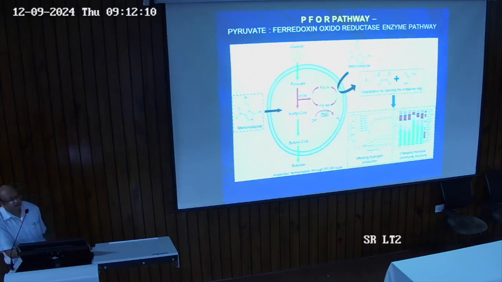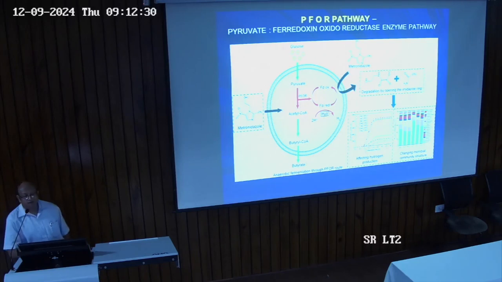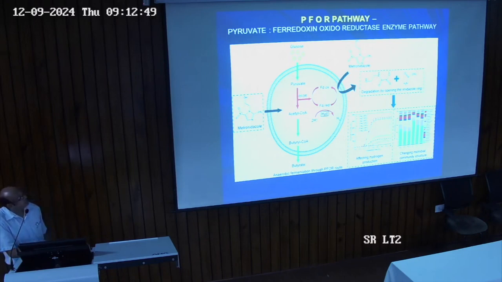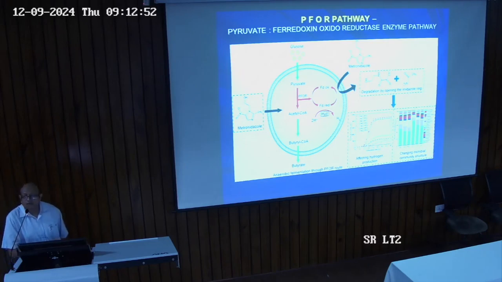You have a pyruvate ferredoxin oxidoreductase enzyme pathway, that is the PFOR pathway, over here. Metronidazole, which is given, is going to enter the protozoal cell, and then it is going to affect this pathway, which is marked in red, that is the pyruvate ferredoxin oxidoreductase enzyme pathway. The electrons from the electron transport chain will be accepted by metronidazole, and hence there will be changes at the molecular level, the DNA level of the organism, and so the organism will die. So you should remember that there is something called the PFOR pathway for the mechanism of action of metronidazole.